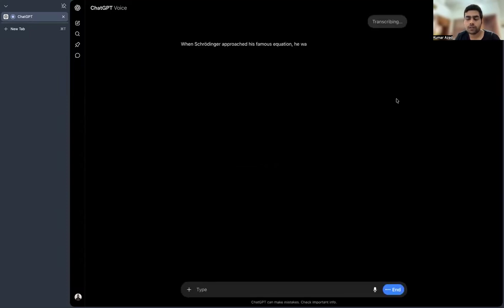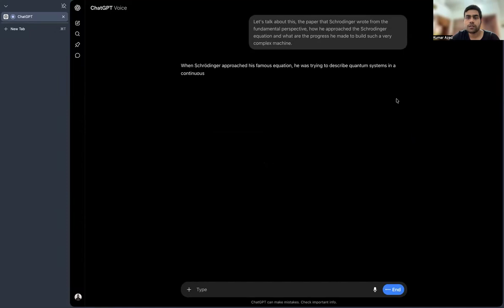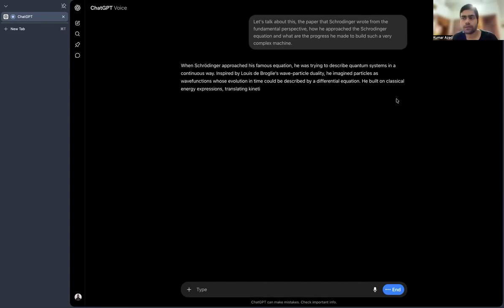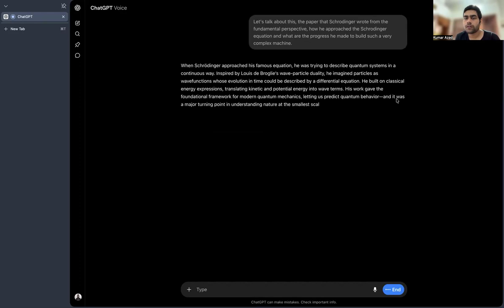When Schrödinger approached his famous equation, he was trying to describe quantum systems in a continuous way. Inspired by Louis de Broglie's wave-particle duality, he imagined particles as wave functions whose evolution in time could be described by a differential equation. He built on classical energy expressions, translating kinetic and potential energy into wave terms. His work gave the foundational framework for modern quantum mechanics, letting us predict quantum behavior. And it was a major turning point in understanding nature at the smallest scales.